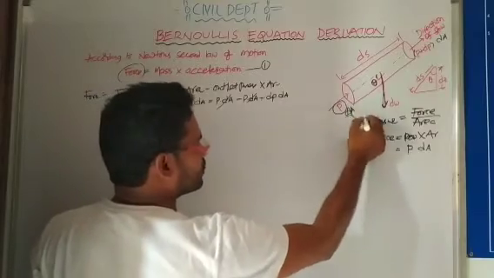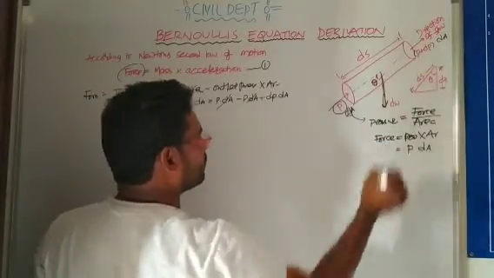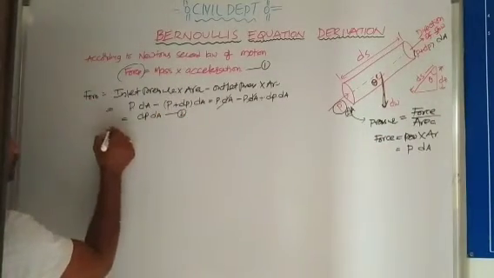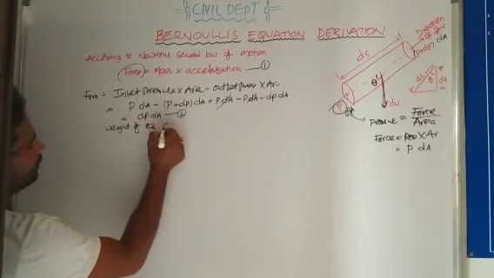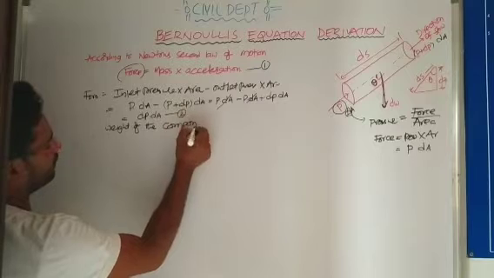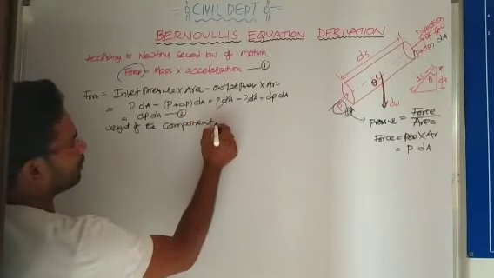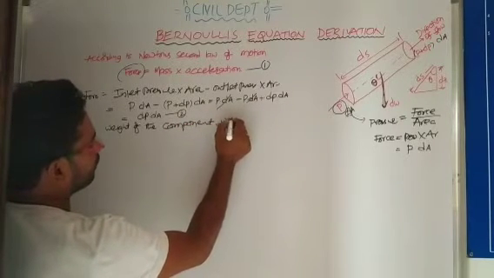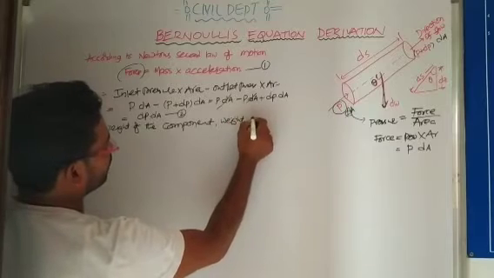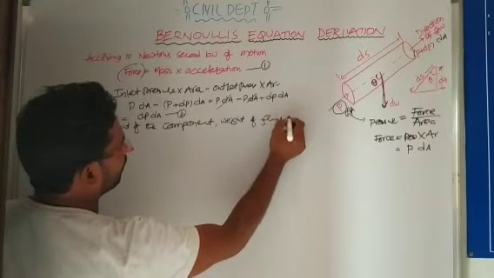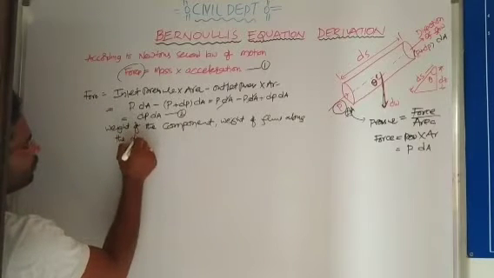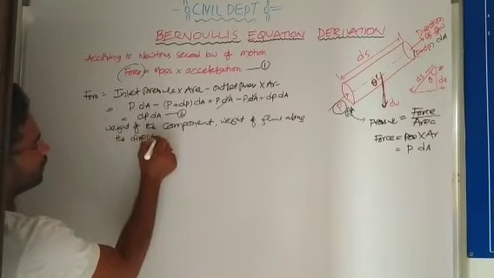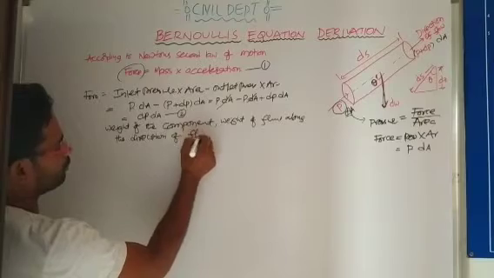And one, the pressure force, is over. The second one is due to the weight of the component, the weight of the fluid along the direction of flow.